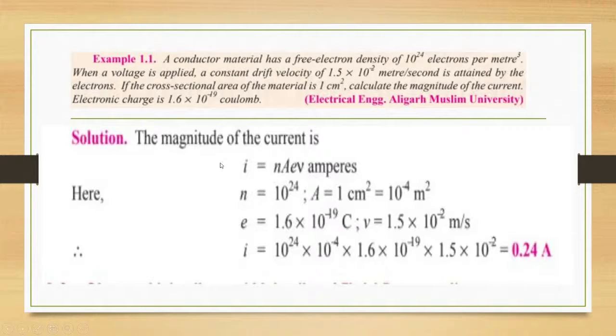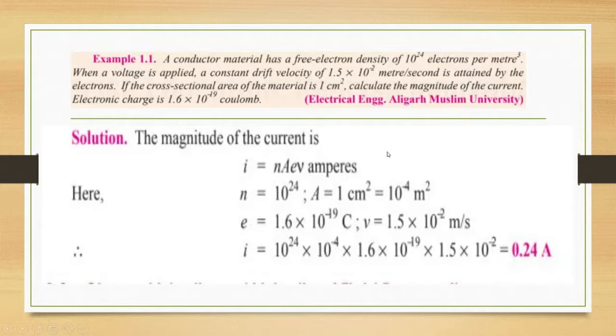So the solution will be: we know that I is equal to nAev ampere. We know n, that is 10 raised to 24. A is 1 centimeter square, as given in the question, so in meters you can write 10 raised to minus 4 meter square. e will be 1.6 into 10 raised to minus 19, which is given over here, and v is also given as 1.5 into 10 raised to minus 2 meter per second. So put all these values in this current equation and you will get 0.24 ampere.